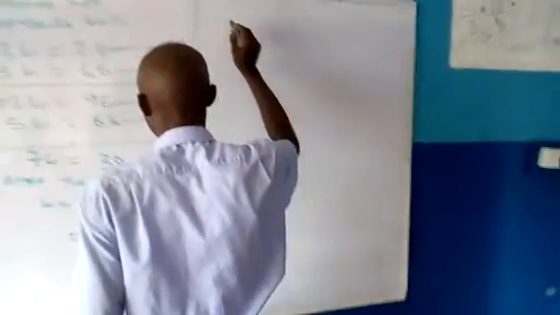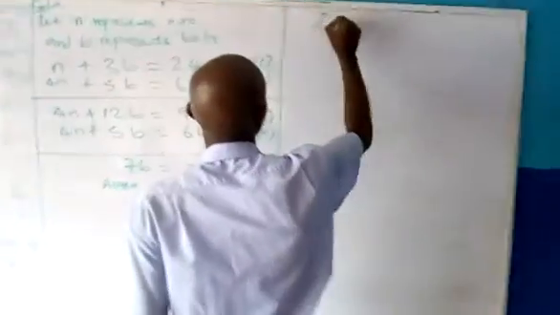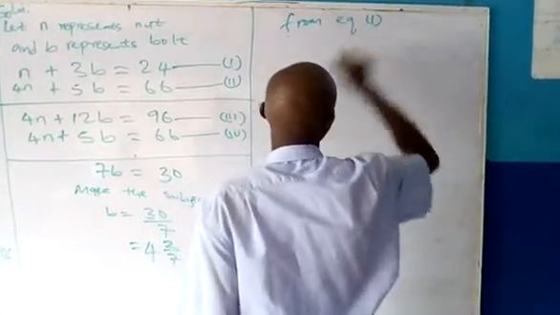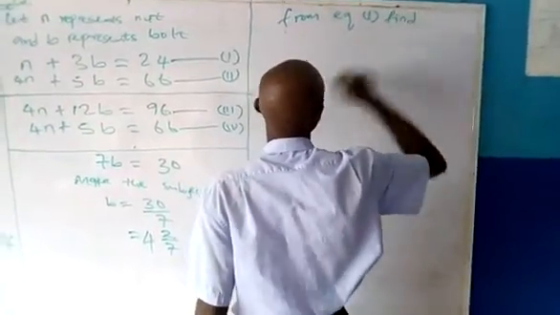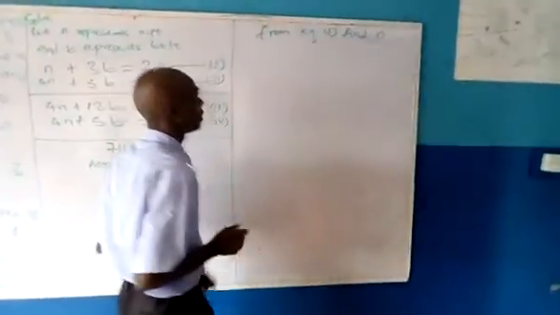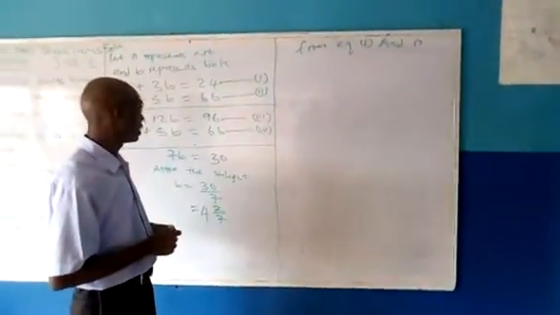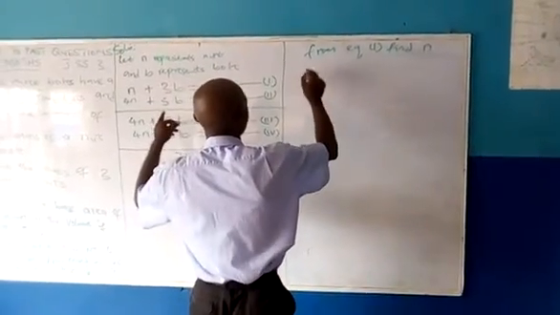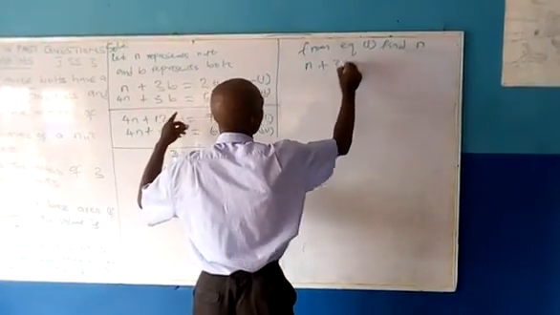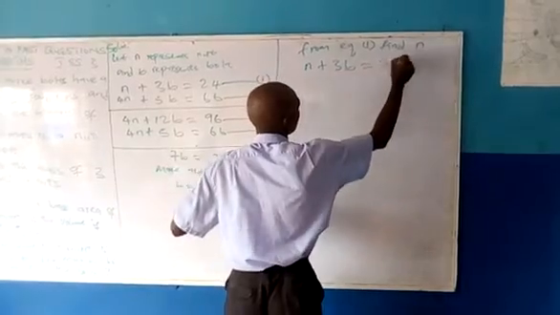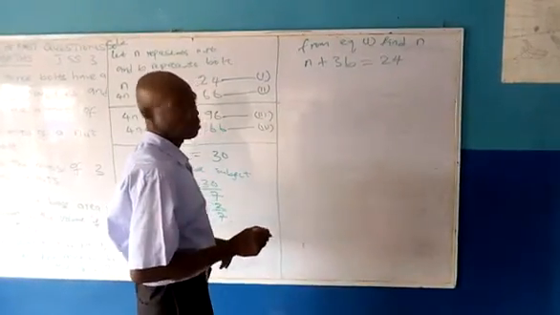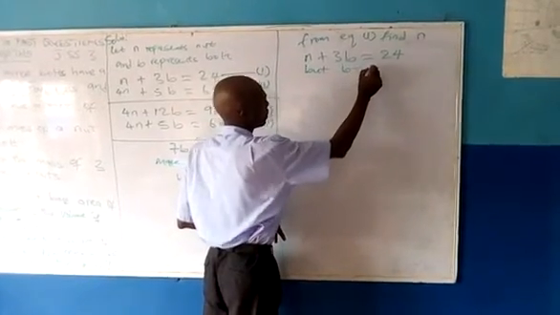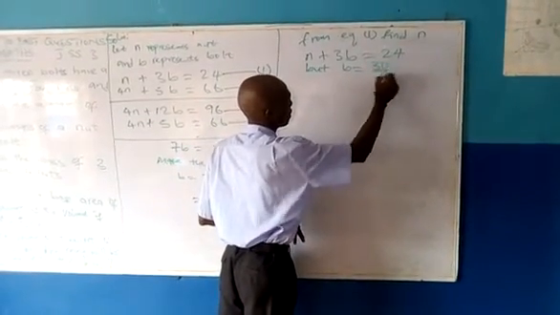From equation 1, find n. Now, what is equation 1? n plus 30b equals 24. That is it. We say b equals 30 over 7.